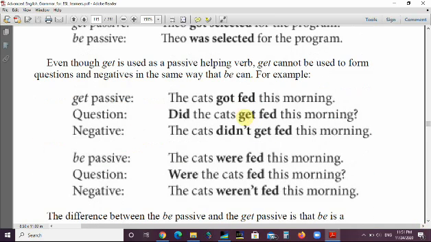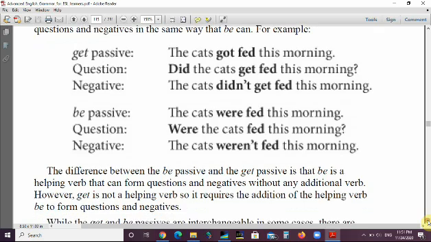Even though get is used as a passive helping verb, get cannot be used to form questions and negatives in the same way that be can. For example, the cats got fed this morning. Can we begin the question with get as we do with was, for example? No. We need a helping verb. We use did because got is in the past here. Did the cats get fed this morning? The cats didn't get fed this morning. So we can't use the verb get to ask a question or to form a negative.